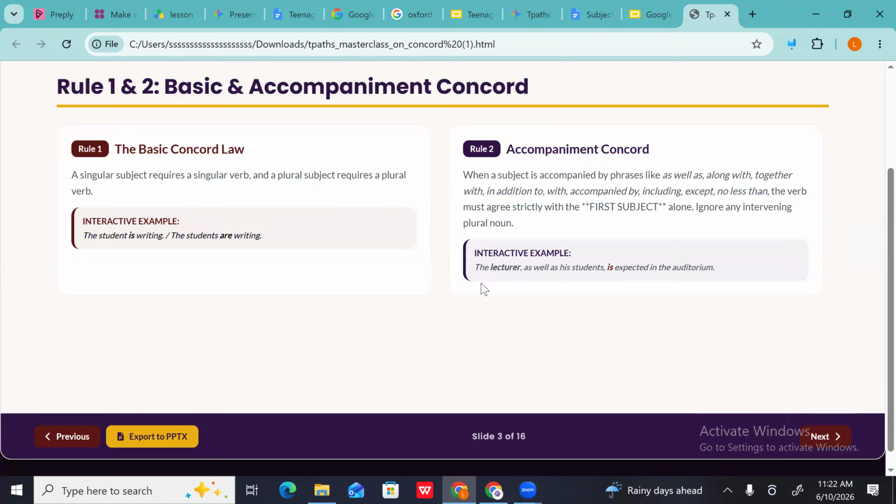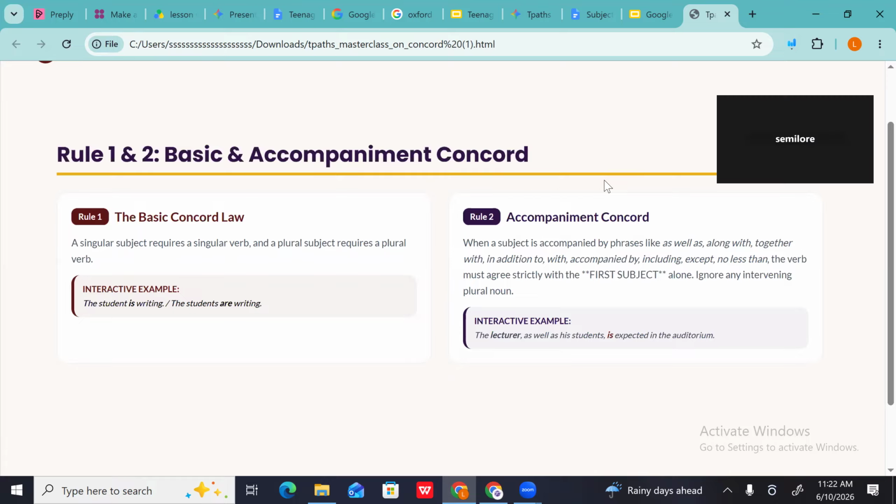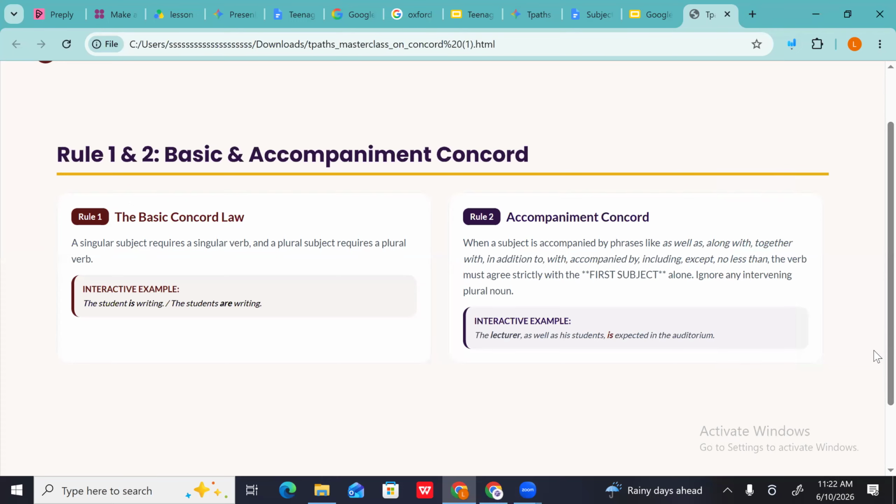So let's start with the rule. The basic and accompaniment concord, that's the basic. The first rule of concord says a singular subject requires a singular verb. So a singular subject requires a singular verb.